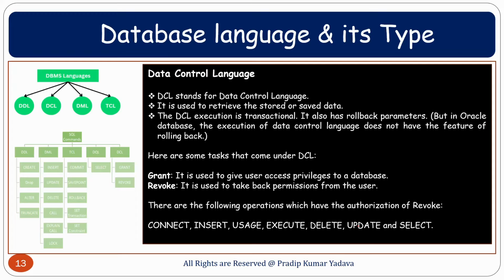Third one is data control language. So basically, there are some tasks that come under the data control language. First is grant. It is used to give user access privilege to access the database. Revoke, it is used to take back permission from the user.